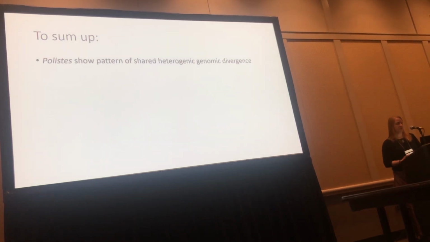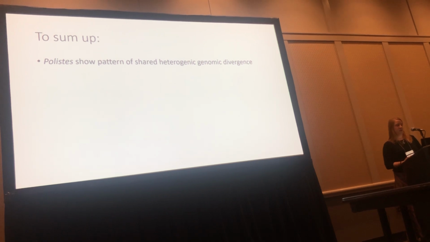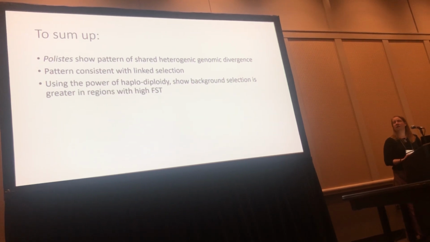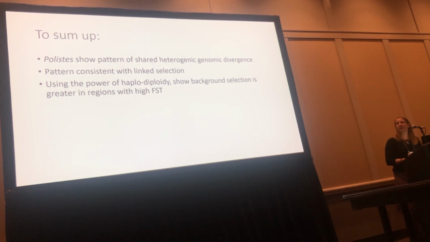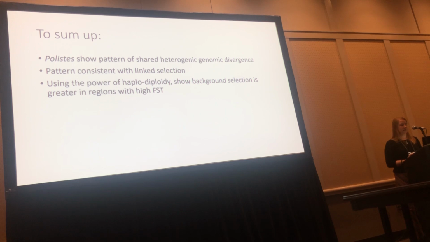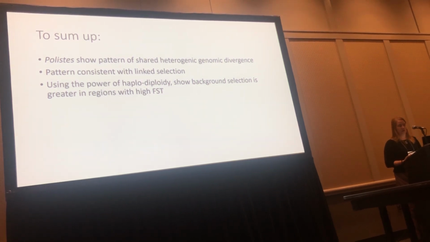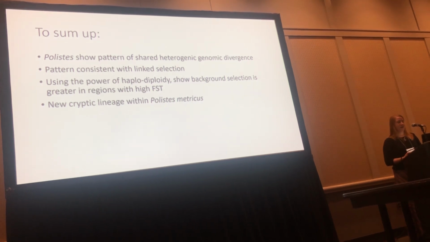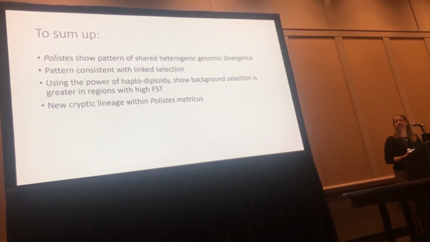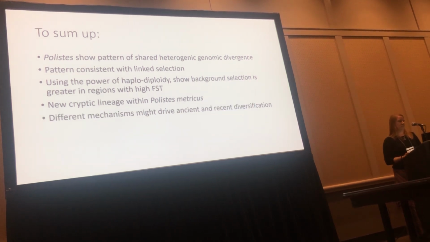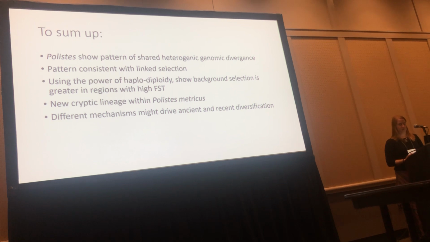So just to sum up, Polistes showed shared patterns of heterogeneous genomic divergence. These are consistent with linked selection, but using the magic of haplodiploidy, I think I can show that at least some of these are the result of background selection, and that this background selection is stronger in regions with high FST. There's an exciting new lineage that I'm interested to explore, but know very little about, so stay tuned in the future. And different mechanisms may drive ancient versus recent diversification.